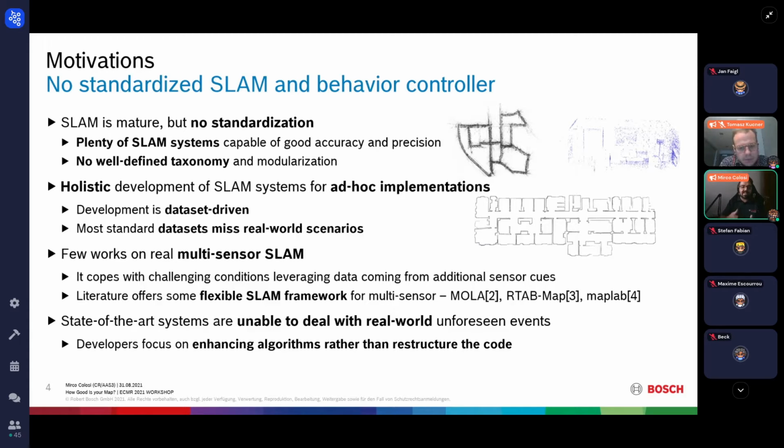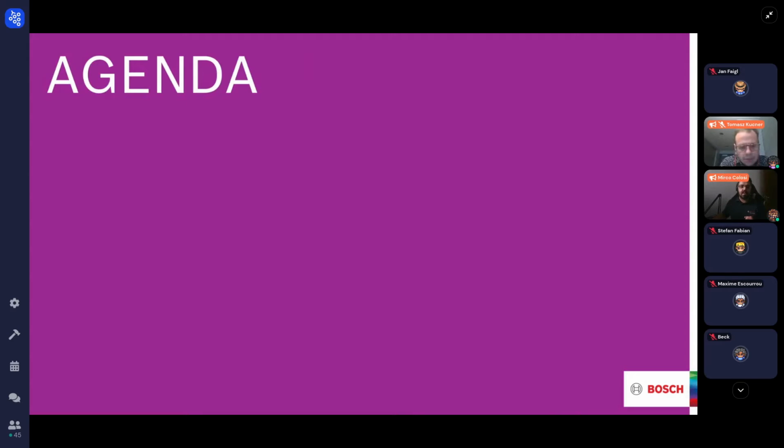Our idea is to create a single SLAM system able to work in different configurations, like the ones shown in the figures, that could be dense, sparse, 2D, 3D, and which is at the same time able to react to events.